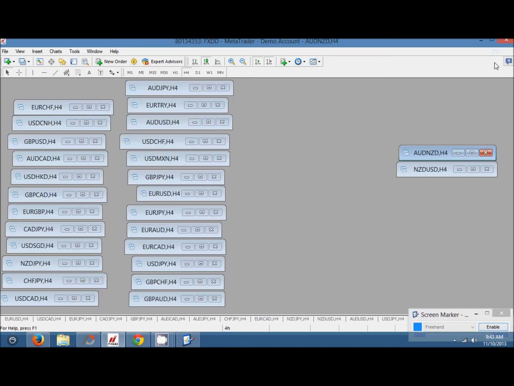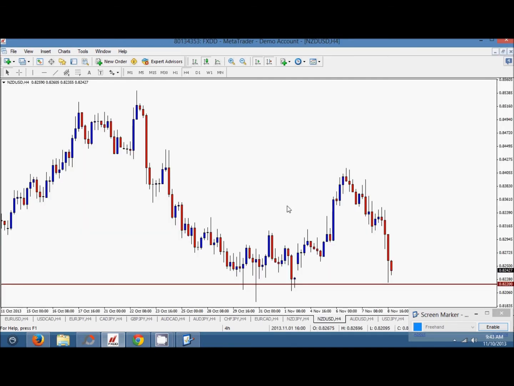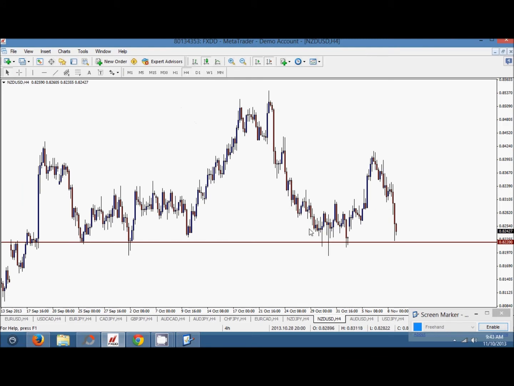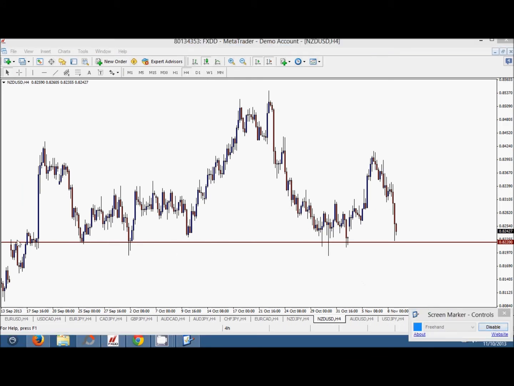Now, if we go to the next 4-hour chart, it's going to be New Zealand dollar, US dollar on the 4-hour. Now, if we zoom out, we can see that this support zone right here that I've marked has been a very strong support zone since about September 17th right here on the 4-hour chart.